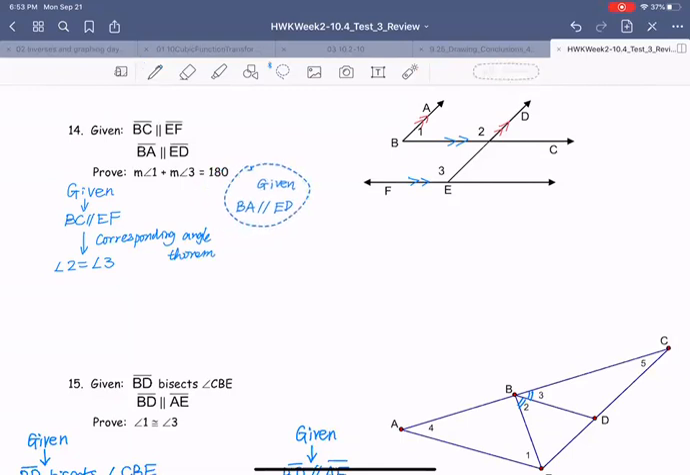Now, BA is parallel to ED. So that means angle 1 plus angle 2 equals 180. That's because, is it alternate interior angles? No, it's not.